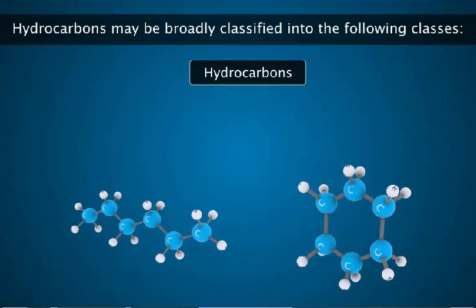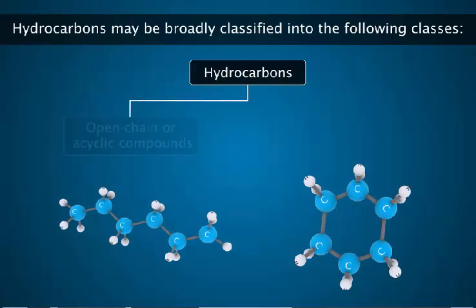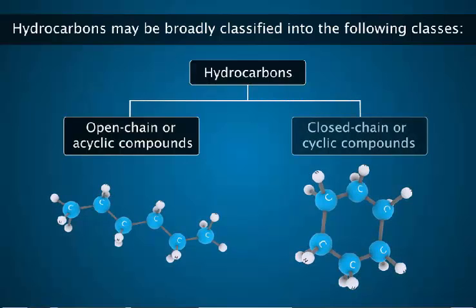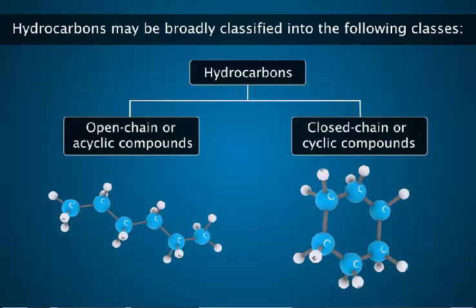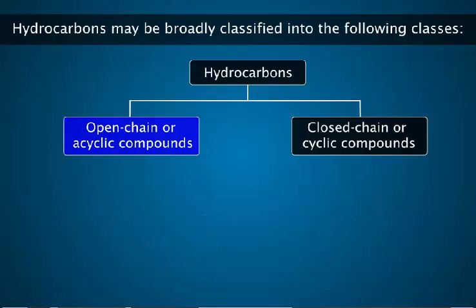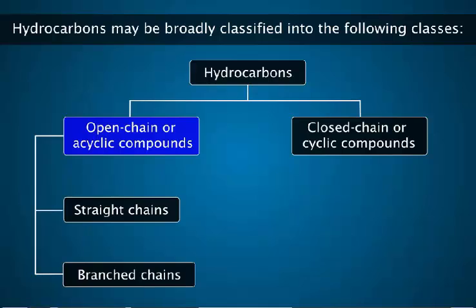Hydrocarbons may be broadly classified into the following classes: open chain or acyclic compounds, and closed chain or cyclic or ring compounds. The open chain hydrocarbons are either straight chains or branched chains. Let us discuss straight chain hydrocarbons.